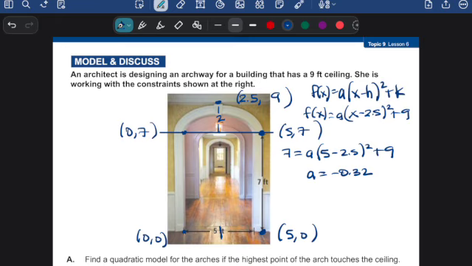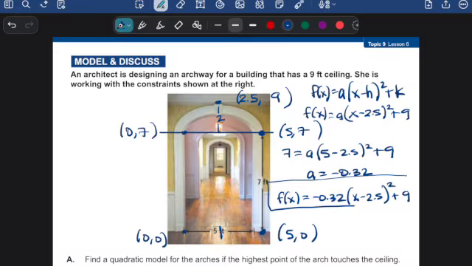And then we can plug that into our quadratic formula. It would be f of x equals negative 0.32. Does that make sense? It's a downward parabola. That is correct. Times x minus h, which is 2.5, squared plus 9. Okay, so here's our equation for the quadratic formula for this archway.